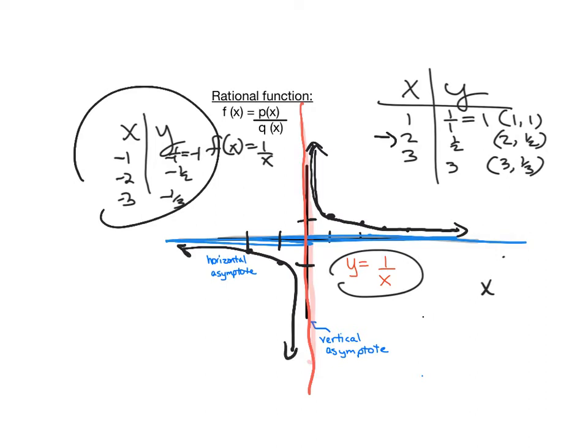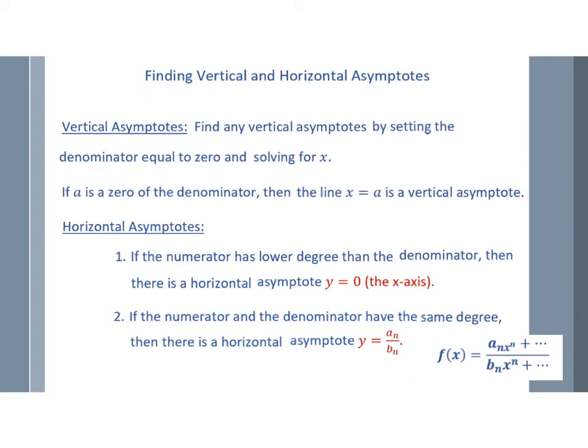Instead of making tables like these to get our ordered pairs, we would hit the y equals button, put in 1 divided by x, and then hit second graph to get ordered pairs to make your graph. So let's first figure out how we can find where we have a vertical asymptote and where we have a horizontal asymptote.